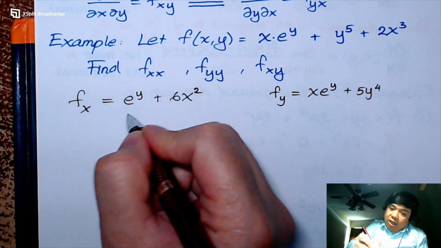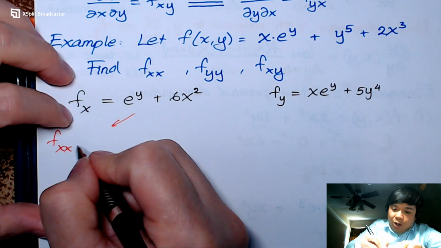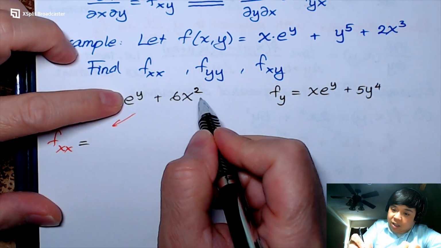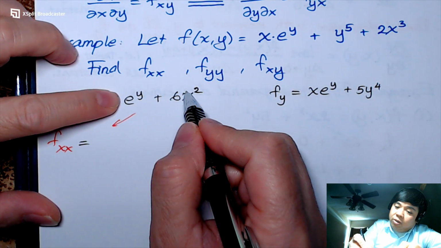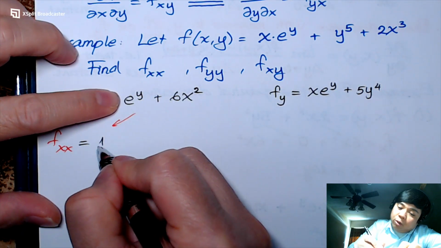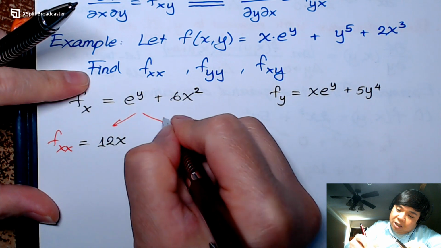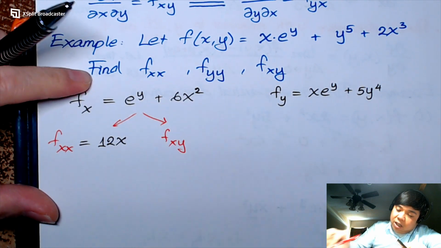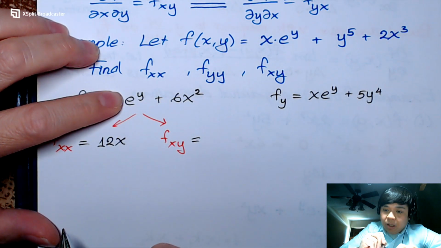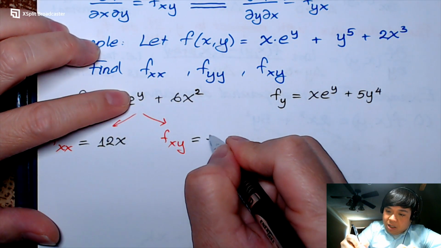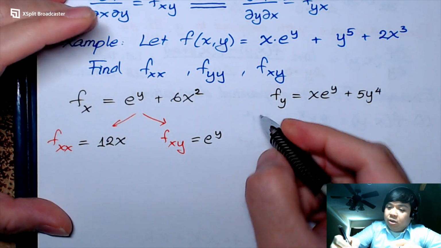Now from here we can say derivative with respect to x and x. So take the derivative with respect to x again. That is constant, so 0 is the derivative of this with respect to x. We have 12x. So that is f_xx. f_xy is the derivative of this with respect to y. The derivative of e to the y is still e to the y. That constant with respect to y, the derivative is 0.